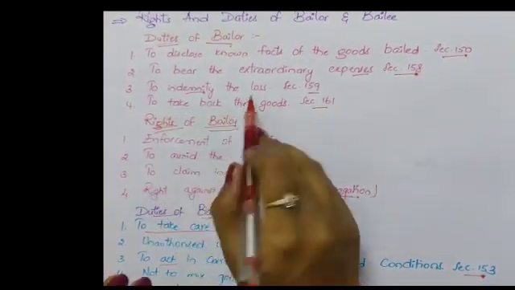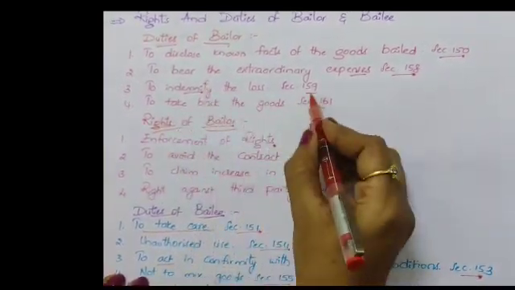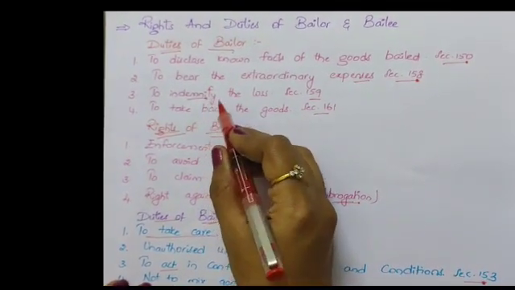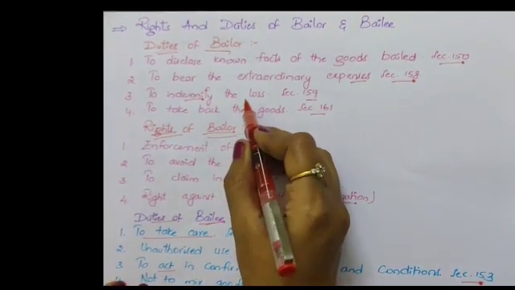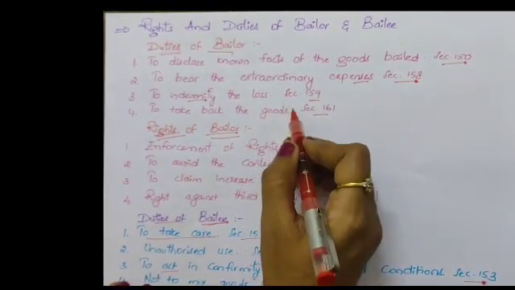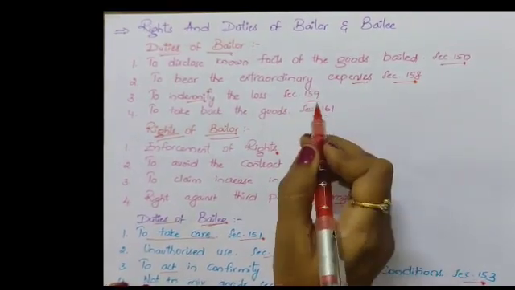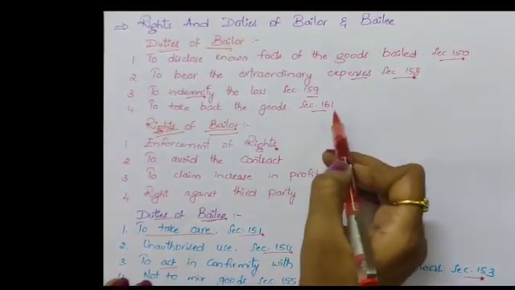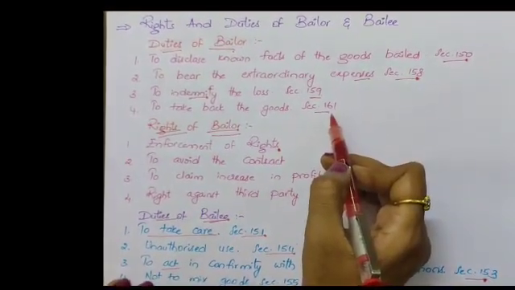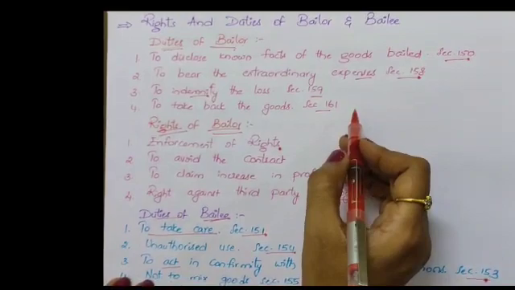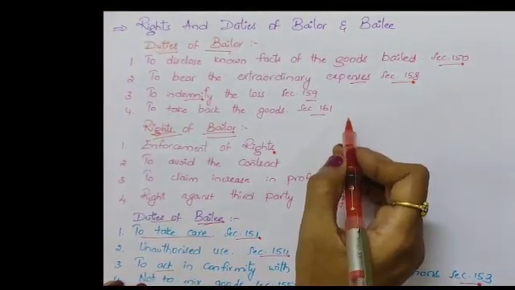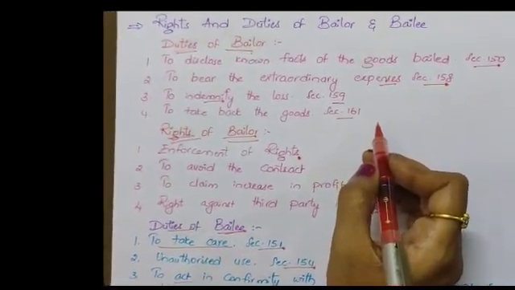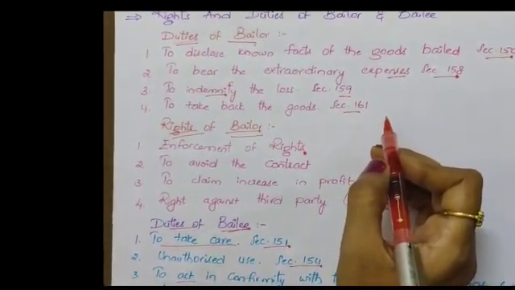Next, to indemnify the loss under section 159. Indemnity means a promise to make good the loss. The bailor has a duty to indemnify the loss suffered by the bailee under the contract between them. Next, to take back the goods bailed under section 161. In bailment, the goods are delivered for a specific purpose. After the purpose is completed, the goods may be returned to the bailor. Then he has a duty to take them back.